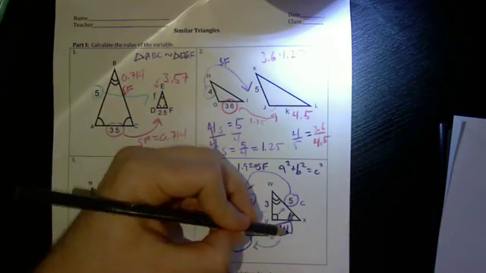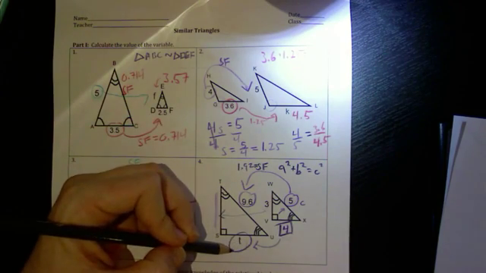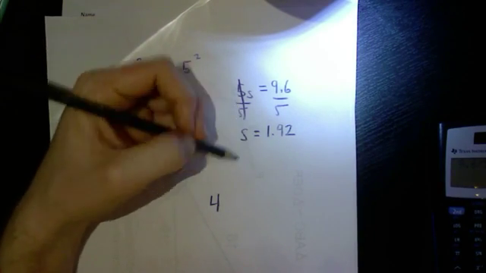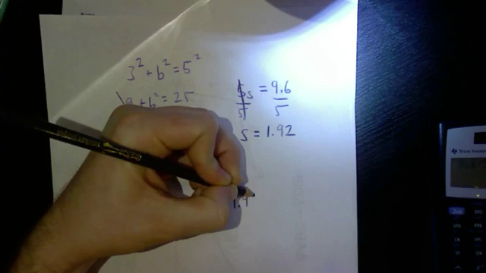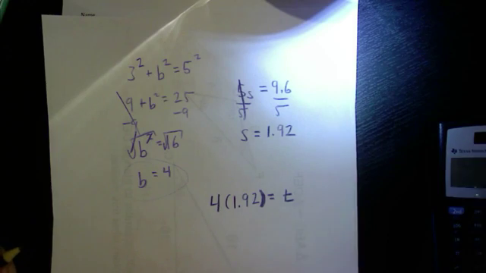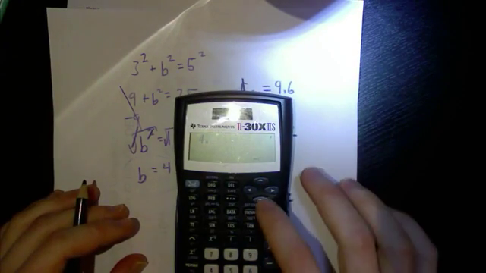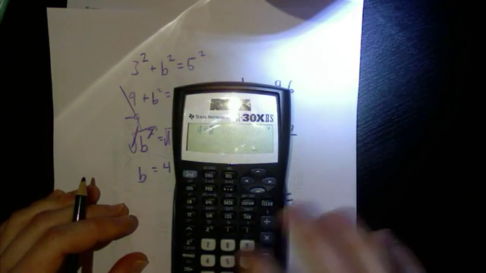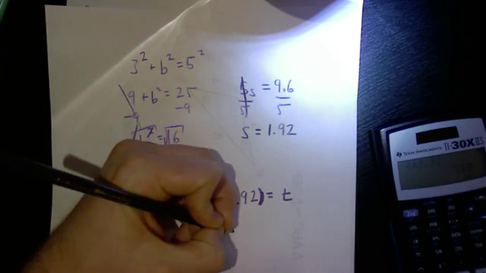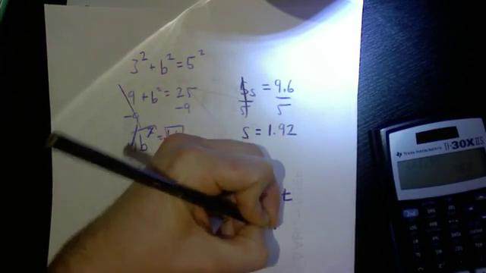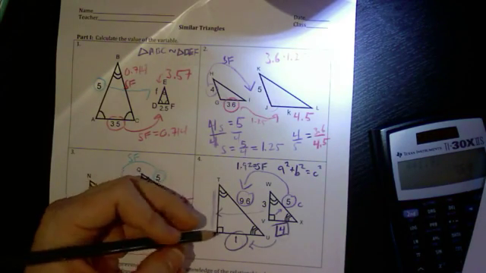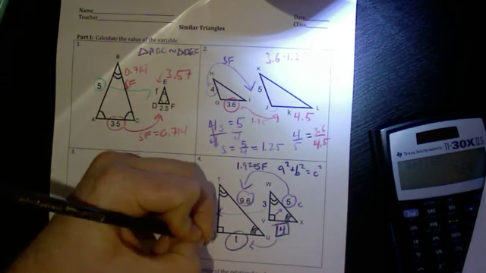So now I've got, hey, 4 times that same scale factor is going to get me T, finally. So I've got 4 times my scale factor, which we just found, 1.92, is equal to T. I'll just plug that into my calculator to figure it out. 4 times 1.92. T I find is equal to 7.68. 7.68 looks like it's the side of my larger triangle. So T is equal to 7.68.